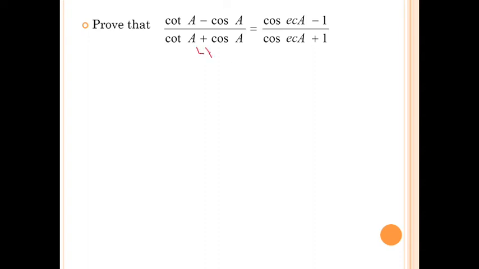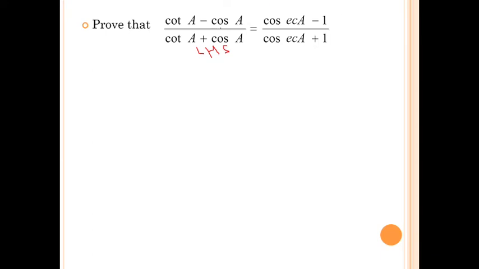So we have cos A and cos A. Before proving the problem, if it is in terms of cos or sine, we should convert it. At first, we should convert the terms into cos or sine. Here on the LHS we have cot, so it will be converted into the terms of cos or sine.